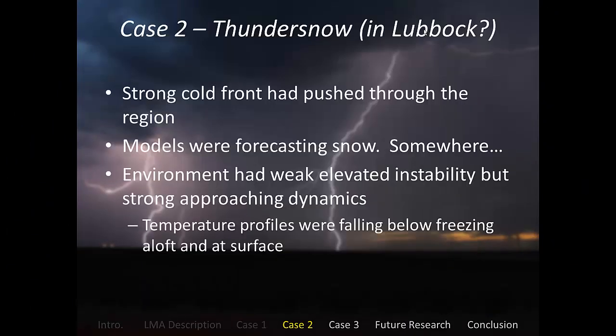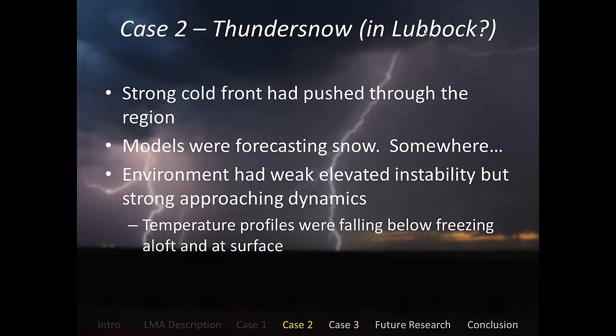Second case we'll look at is a case of thundersnow. Yes, we do occasionally get thundersnow in Lubbock, and this just happened to be one of those cases. We had a strong cold front that had pushed through the region. Temperatures were falling below freezing. The models that we looked at, the HRRR, the GFS, the NAM, the RUC, the RAP, they were all forecasting snow somewhere. But the differences in locations were still about 50 to 100 kilometers in distance, so there was quite a bit of uncertainty about where the heaviest snowfall would be.